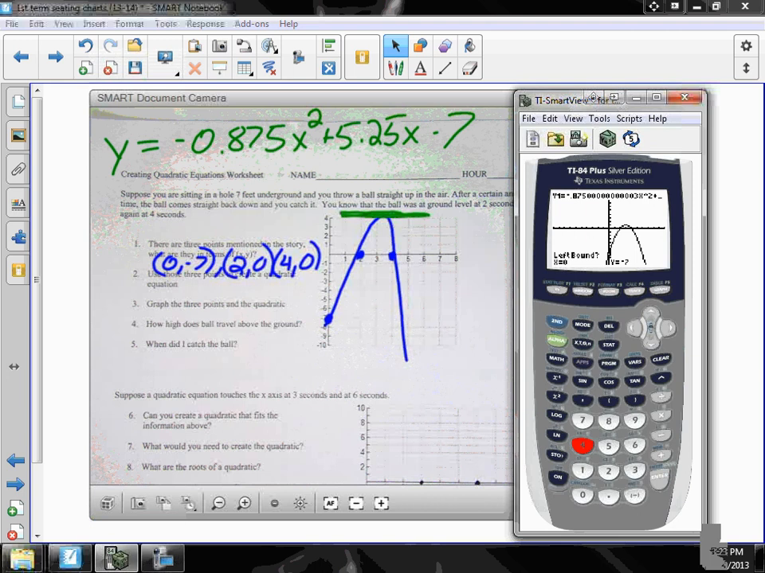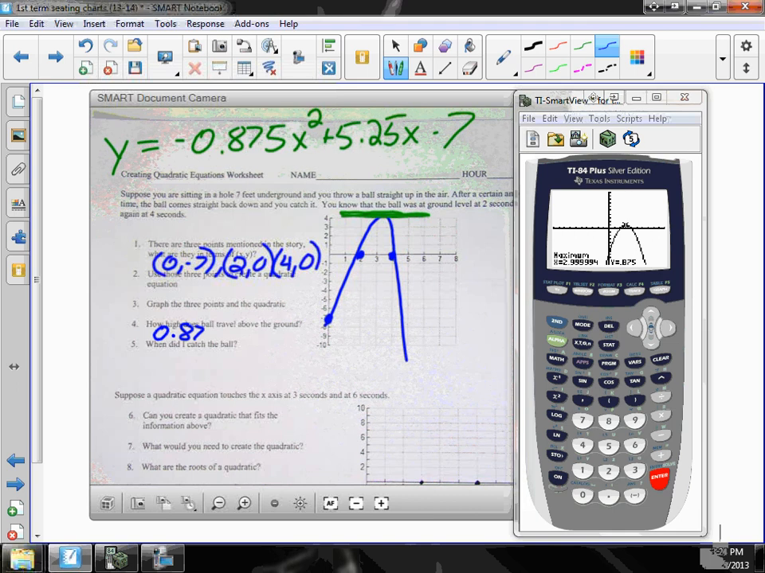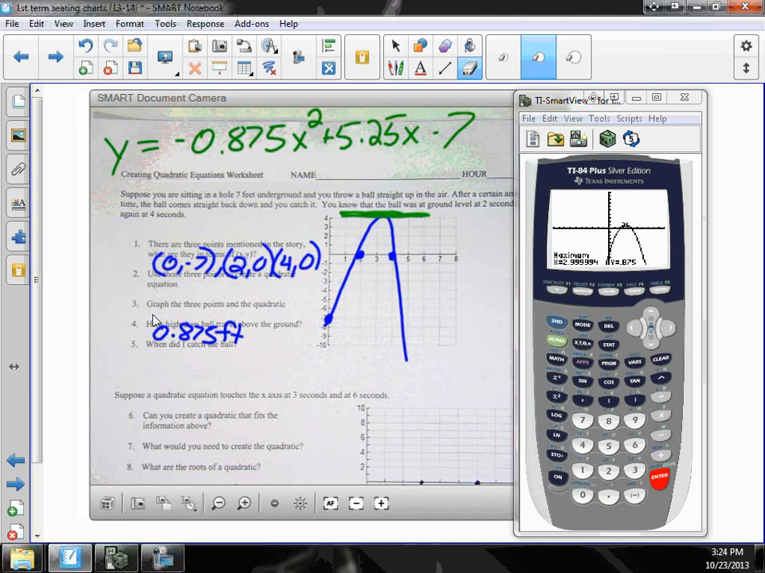So for my left bound, I can choose 1. And then I could choose something like 3. My guess could be 2. And the answer is 3. 2.9999 is really just 3. So the y value at that point is 0.875. So the answer to number 4 is 0.875 feet. So that ball just barely, I didn't draw a very good graph.